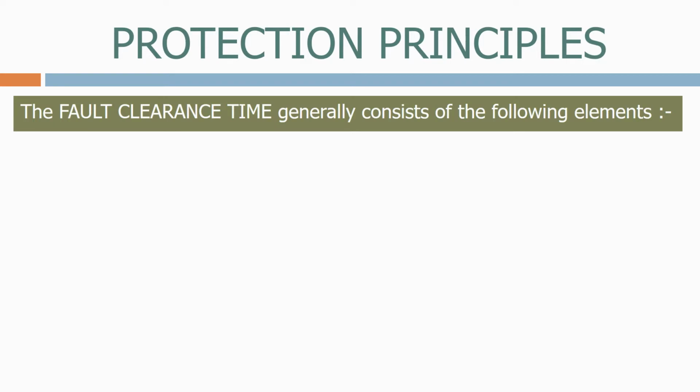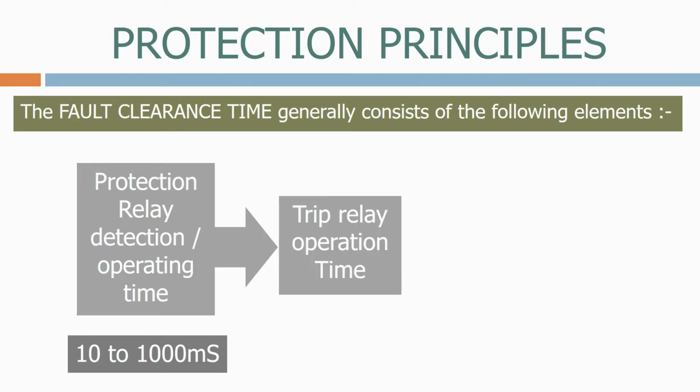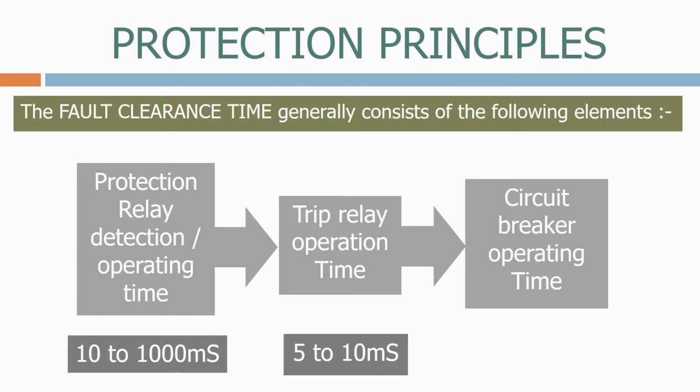The fault clearance time generally consists of the following elements: the protection relay detection and operating time. This can range from 10 to 1000 milliseconds and depends on the fault location and the severity of the fault. Next, we have the trip relay operation time. This is designed to be a quick relay and tends to operate from 5 to 10 milliseconds. And finally, we have the circuit breaker operating time. This can range from 20 to 30 milliseconds, as circuit breakers are designed to open very quickly.